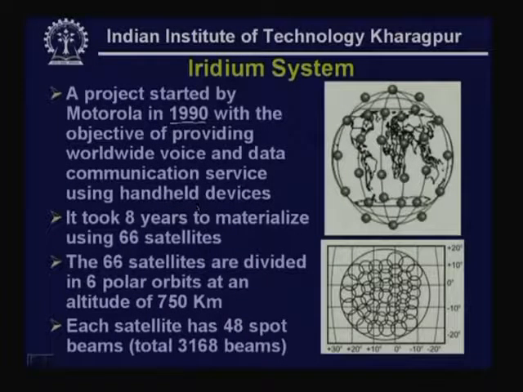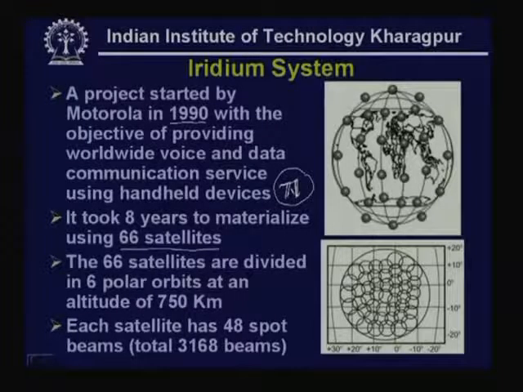And of course, it took quite some time to materialize the project, and after about 8 years, it materialized with 66 satellites. Although the project started with 77 satellites initially, and because this initial number was 77, the name Iridium has been taken, because Iridium is the 77th element in our periodic table. So, the name has been taken from this, but unfortunately, the number of satellites got changed, but the name has been retained.